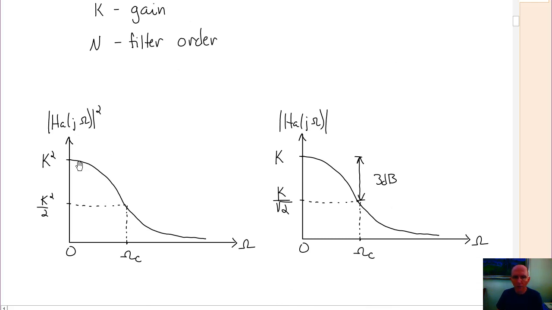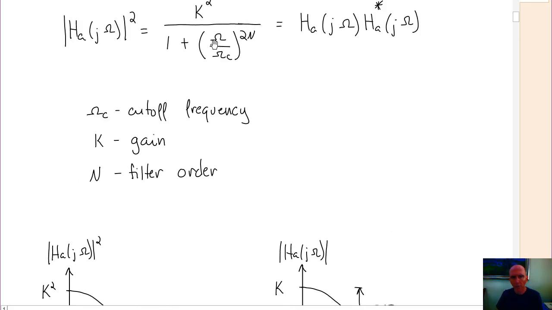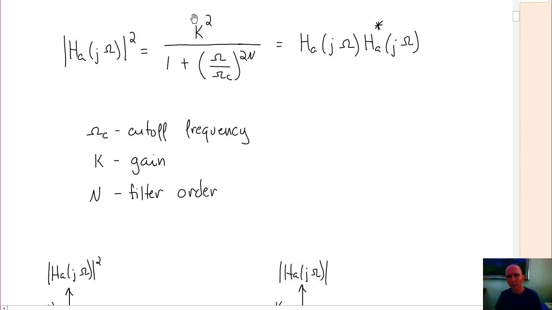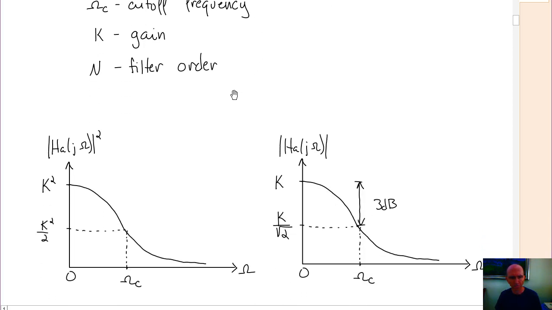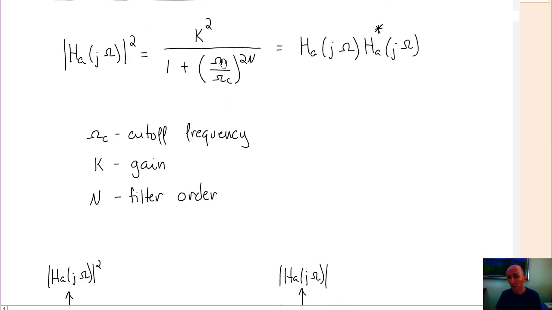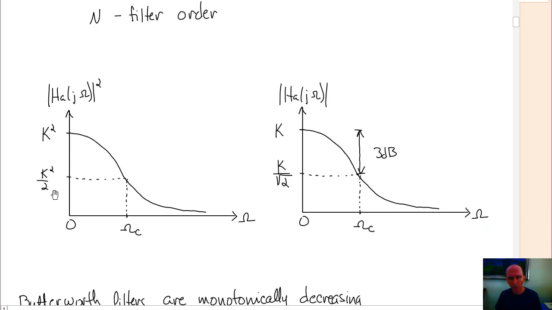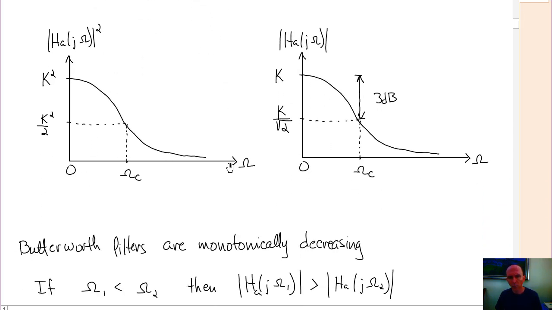And as omega increases, this is just going to decrease. It's what we call monotonically decreasing. As omega increases, this fraction is going to decrease, always. When omega is omega c, this term would be 2, this term would be 1, so it would be k squared over 2. And that would be the magnitude squared. If we just took the magnitude, it would look very similar, except it would be the square root. This would be k instead of k squared. Here we would have k over square root of 2.